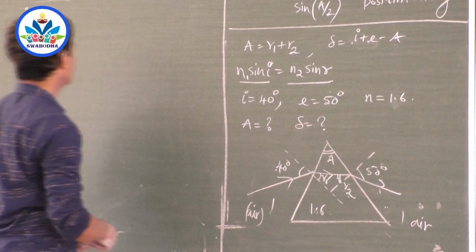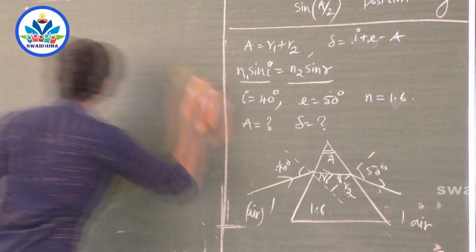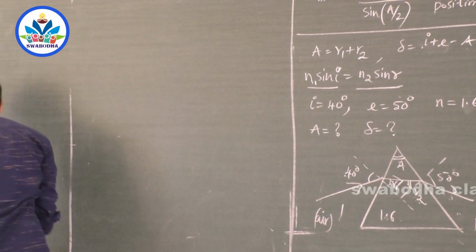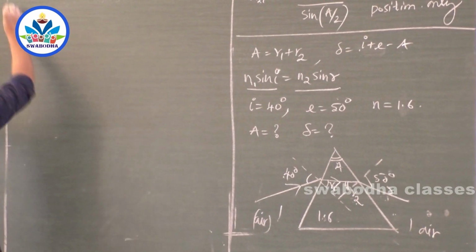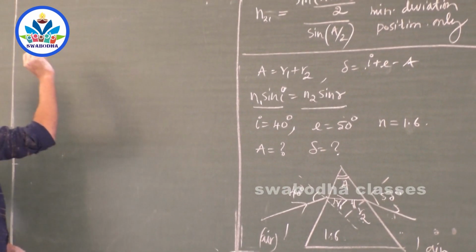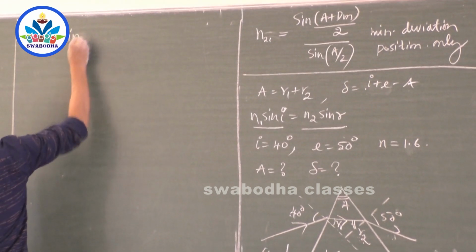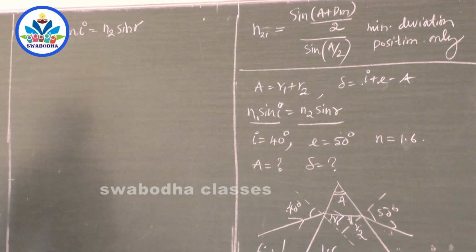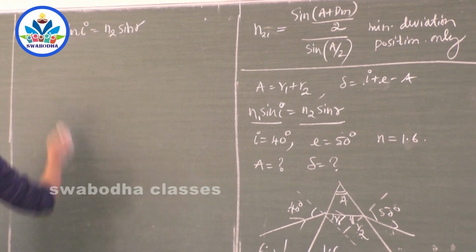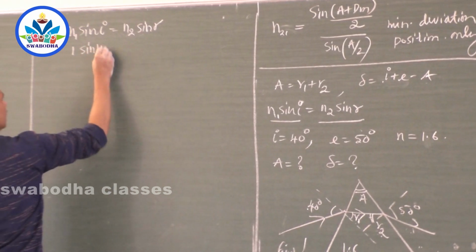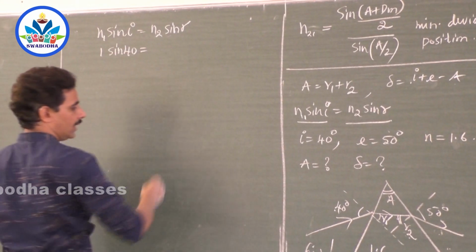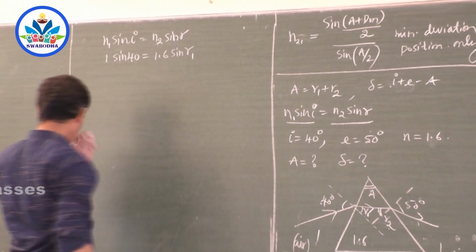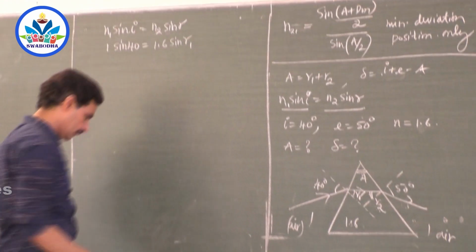Okay, shall we apply this? You can use this part of the board. N1 sin I is equal to N2 sin R. Since nothing is told about the outside medium, it should be air. 1 sin 40 is equal to 1.6 sin R1. Okay, 1 sin 40 is equal to 1.6 sin R1. Right.